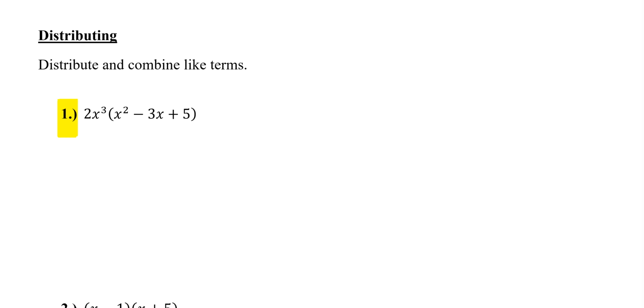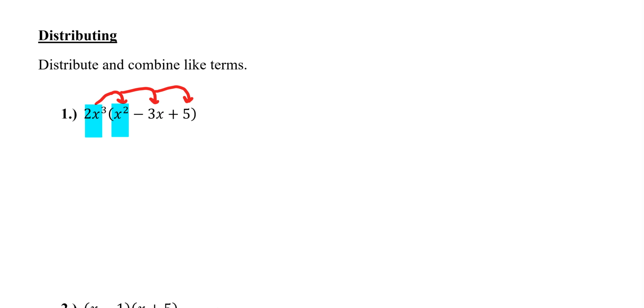For question 1, we're going to distribute. Remember what distribute means? Distribute means you're multiplying over addition or subtraction. So we're going to distribute this 2x cubed into every term from that second factor. There are three different terms in this second factor in parentheses, so that 2x cubed needs to get distributed or multiplied to each one.